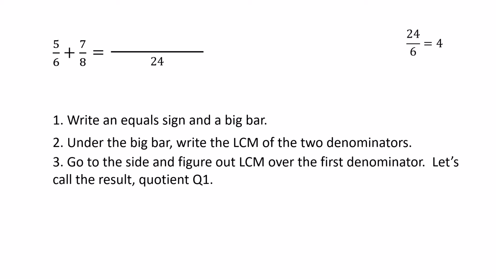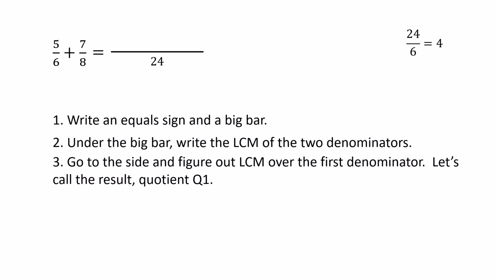Do this on the side. Why? Because if the terms are really complicated, you cannot do this in your head. Another thing I want to say is I could have phrased this as 6 goes into 24 how many times? On purpose, I didn't do that because when you're dealing with complicated terms, that would be much harder to execute. So go to the side, figure out common denominator over the first denominator, and it turns out to be 4, right?